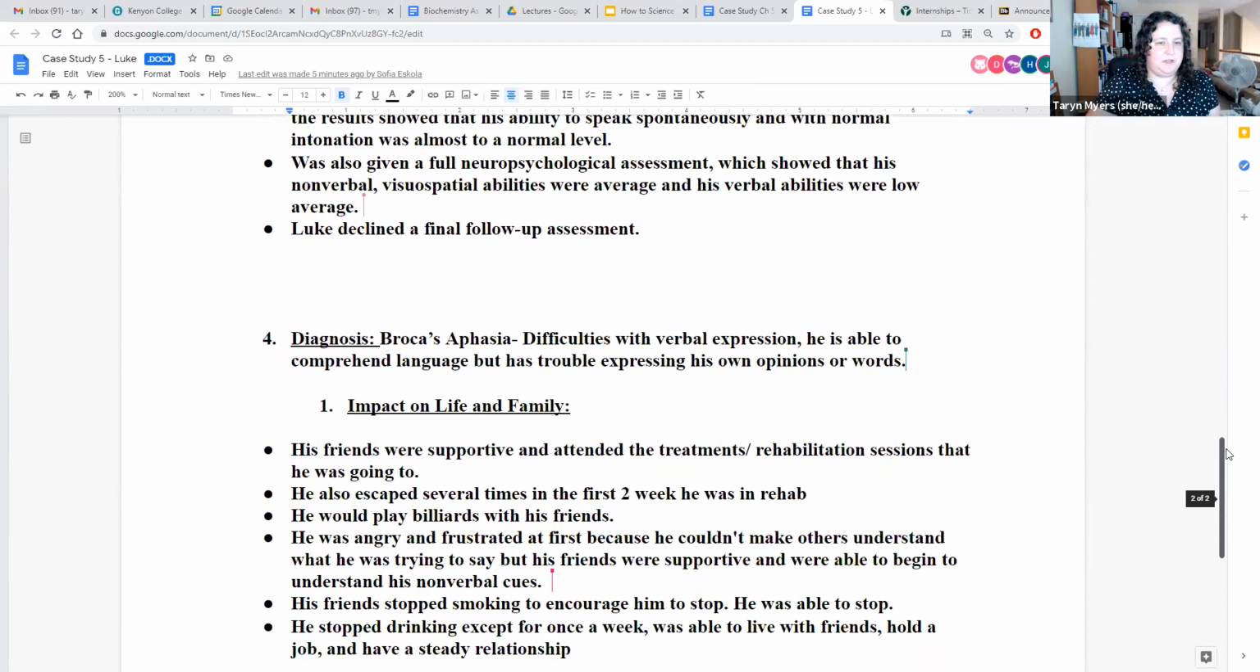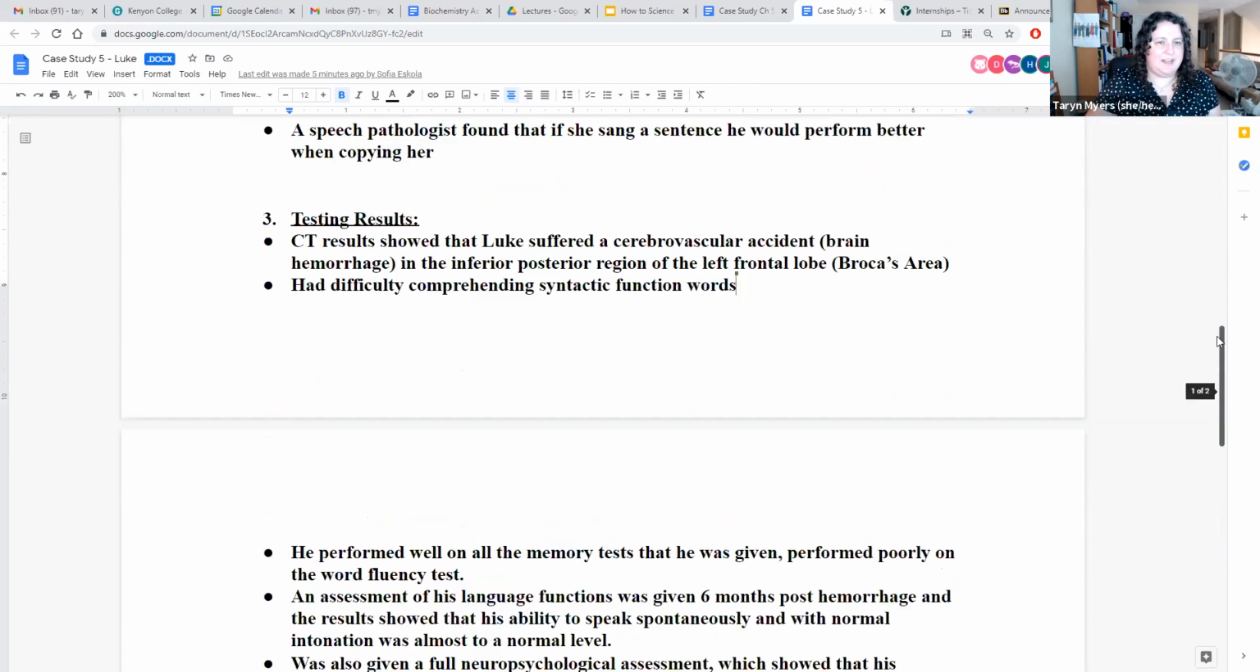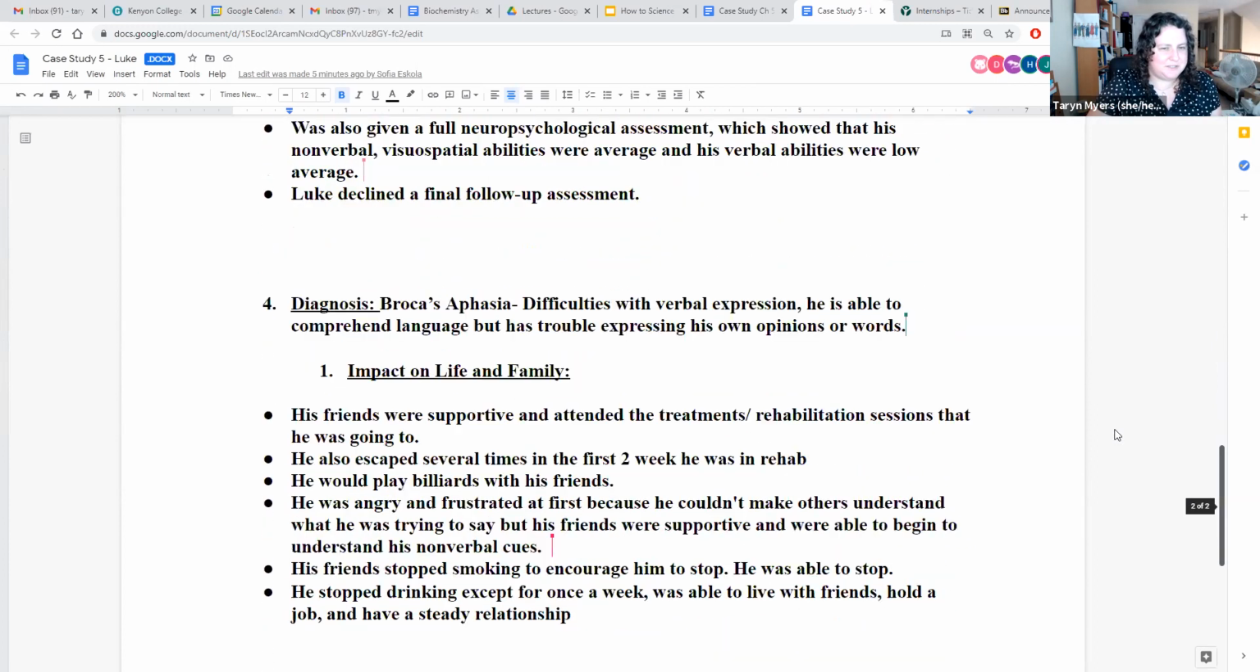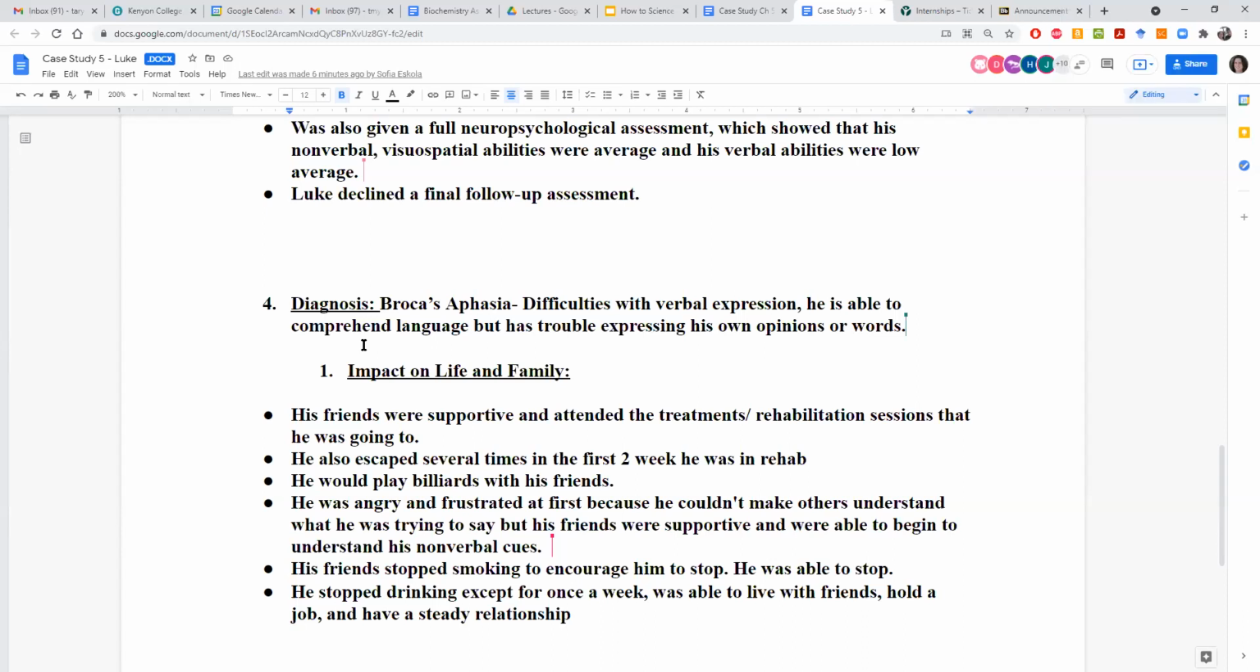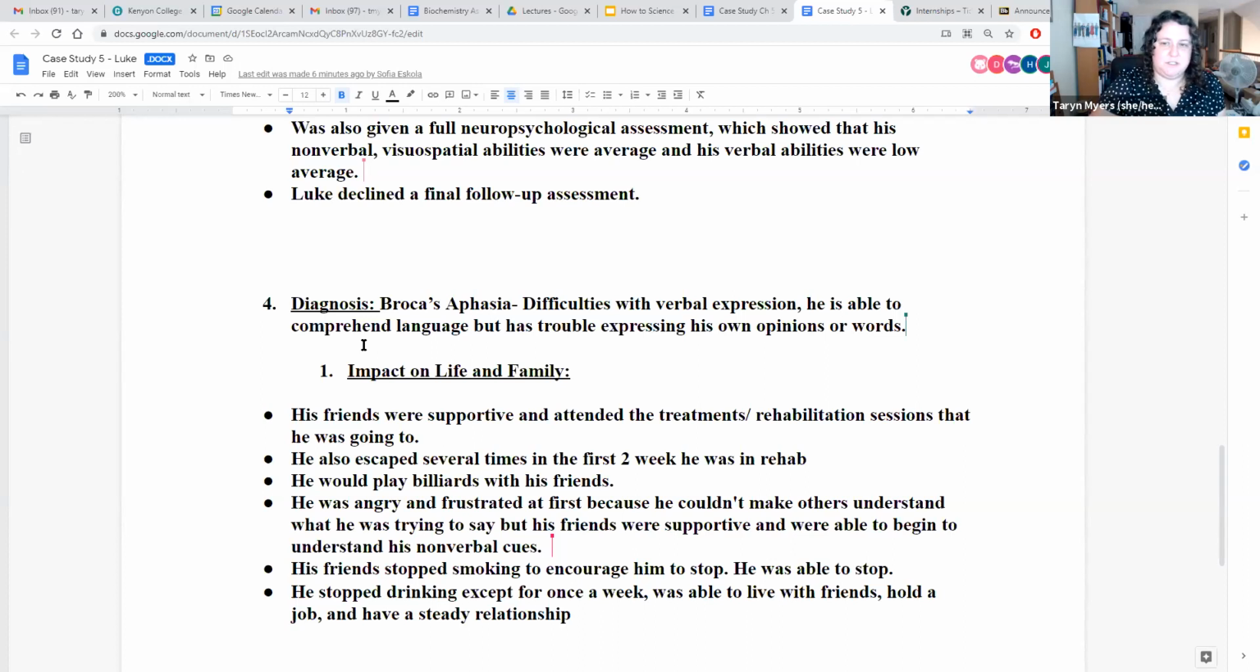Oh, and I didn't let y'all say the diagnosis, but it looks like somehow it ended up with the next group anyway. It's Broca's aphasia, which we'll talk a lot about. So this chapter, we're going to focus on the aphasias, and we'll watch lots of videos about Broca's versus Wernicke's aphasias, and what the differences are. All right. So next, group 4, we've got Brittany, Debbie, and Trayvon to talk about the impact on life and family.